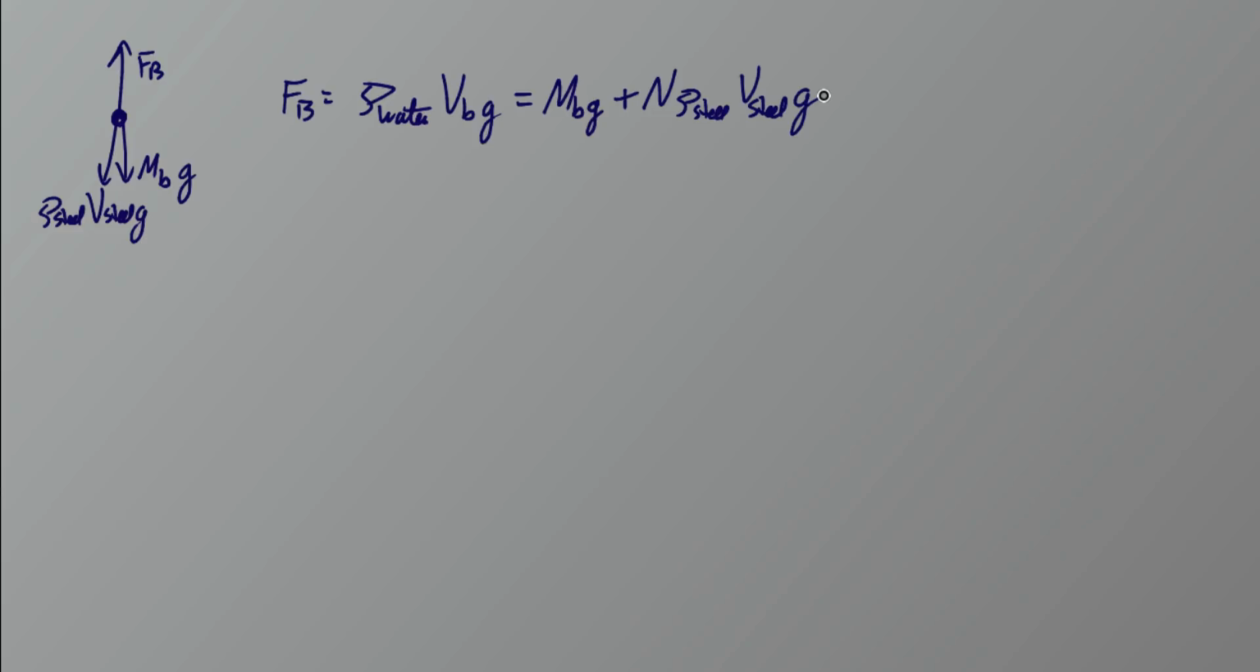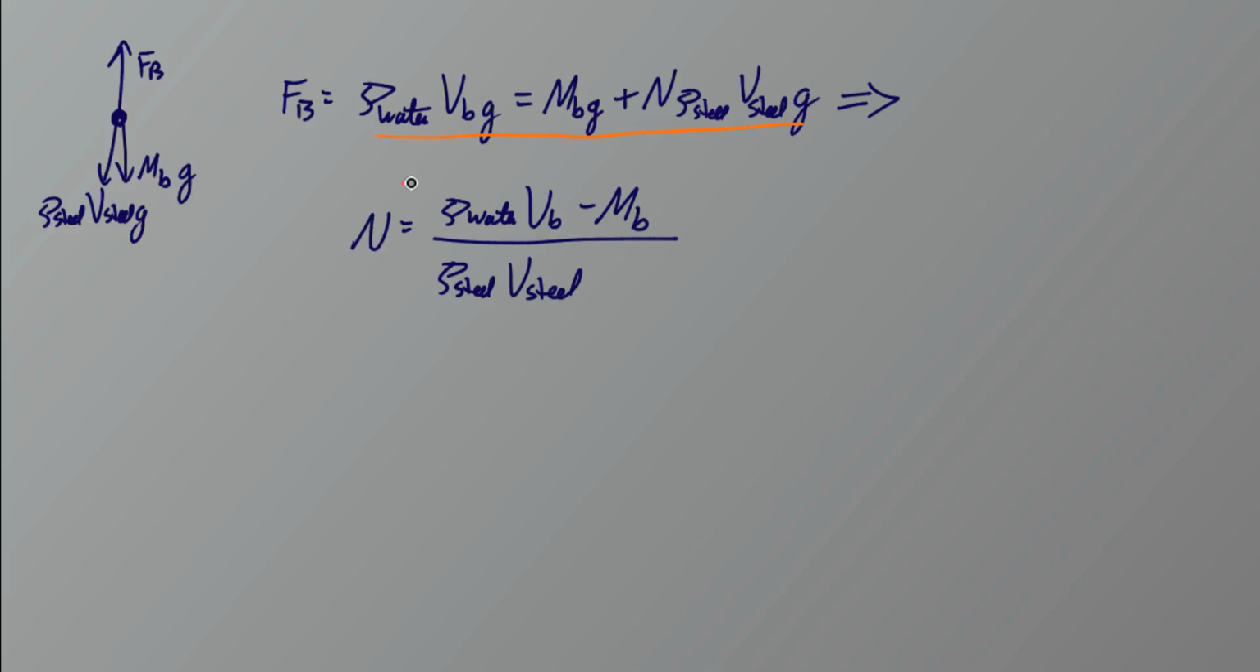Looks like quite a long equation, but really all we have to do is take this portion of it here and solve for n. A little bit of algebraic rearrangement leads to n equals the density of the water times the volume of the boat minus the mass of the boat, all divided by density of steel times volume of steel. So a pretty intimidating question at first glance, but really not bad when you dive into it.